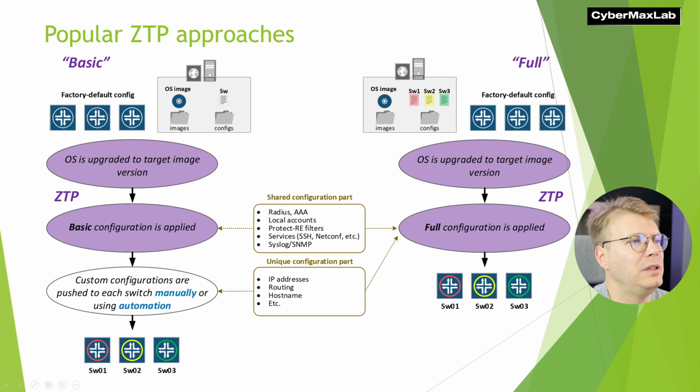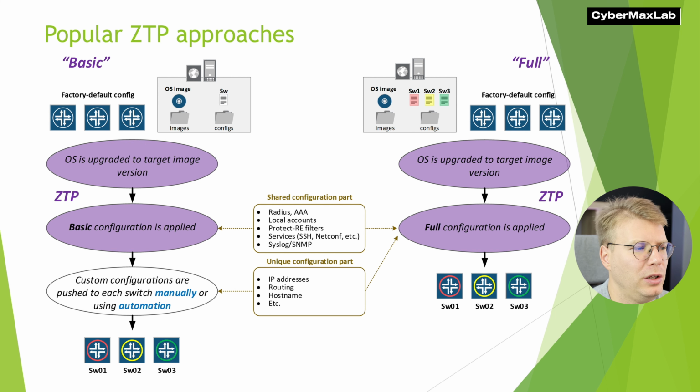Let's talk about popular ZTP approaches. I can divide them into basic and full approach. The difference is that in the basic approach on the left side, ZTP will upgrade the image of your device, and then ZTP will apply a basic configuration file. So you can notice that in the repository there is just one file called SW. And this basic configuration file will hold the shared configuration part like RADIUS, local accounts, syslog, SNMP, etc.